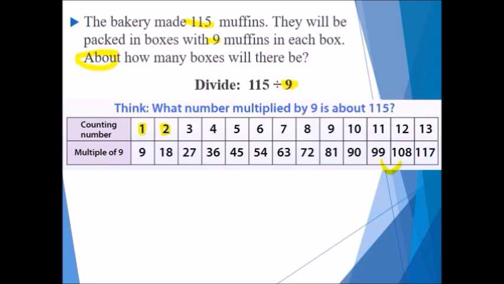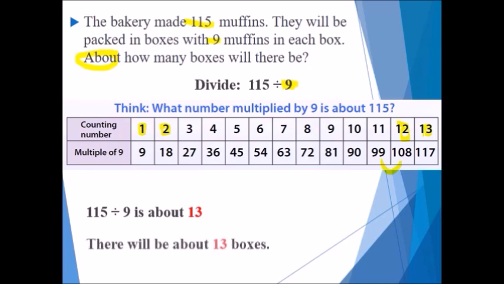Since 115 is between the multiples of 12 times 9 and 13 times 9, you know that 115 divided by 9 is between 12 and 13. 115 is closest to 117, so 115 divided by 9 is about 13, so there will be about 13 boxes.